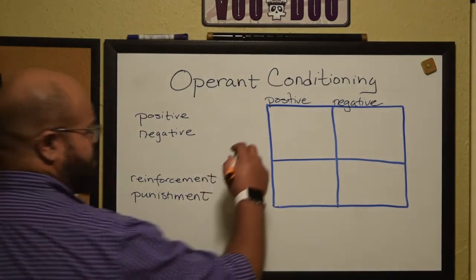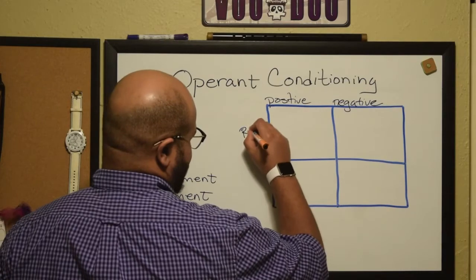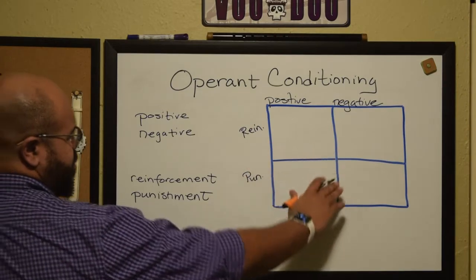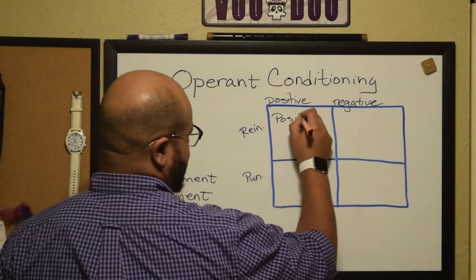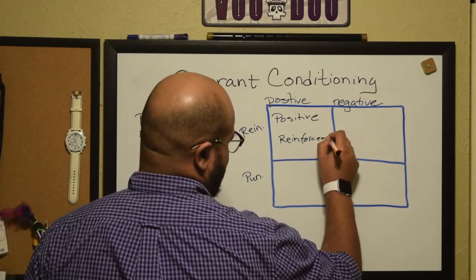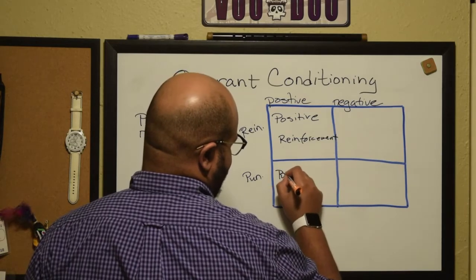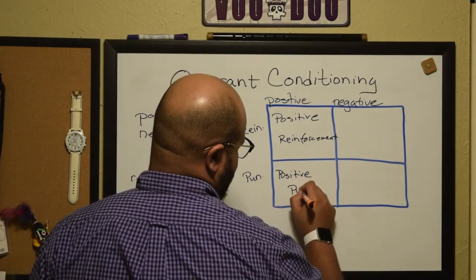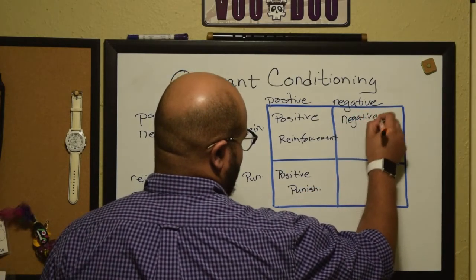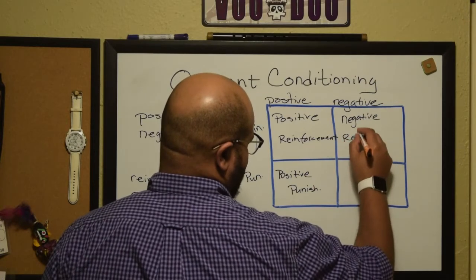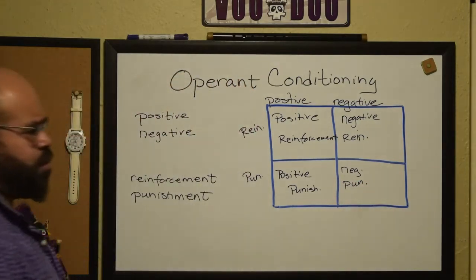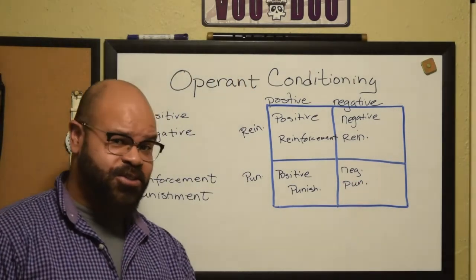So let's write along this side, reinforcement and punishment. And so now we can fill in this matrix of a positive reinforcement, a positive punishment, a negative reinforcement, and a negative punishment. So what do these things mean?